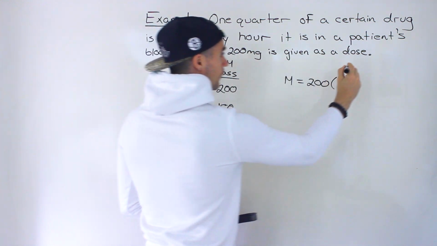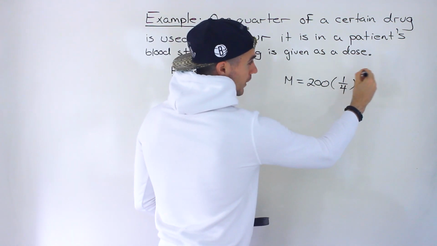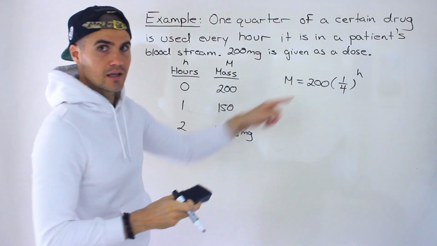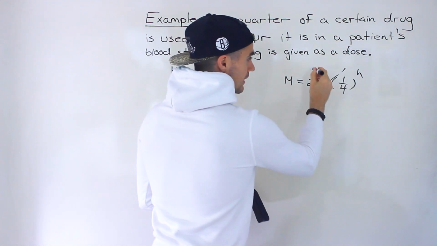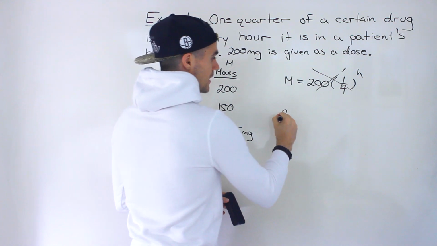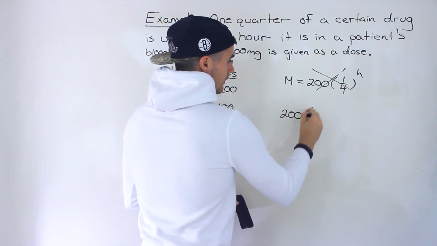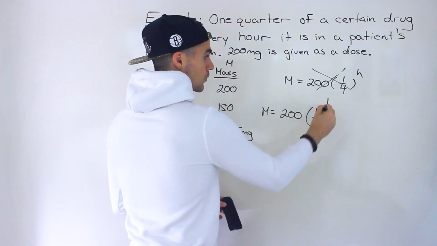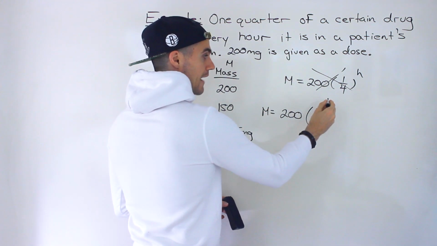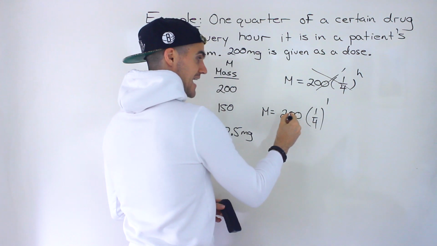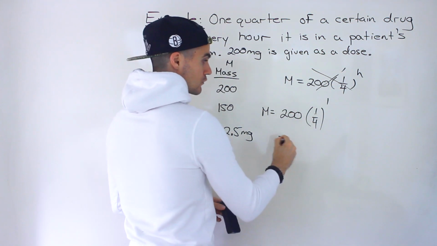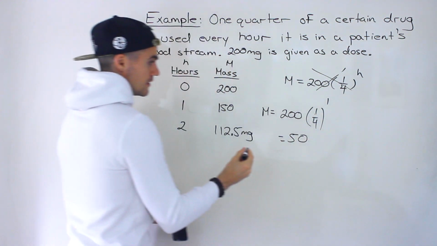So it's every hour, so it'd be like h over 1. So we could just put h over here. But notice that this here would actually be the incorrect equation, because if we test it, what's the mass of the drug after 1 hour? Well, 1/4 to the power of 1 is 1/4 times 200. 200 times 1/4 would give us 50.